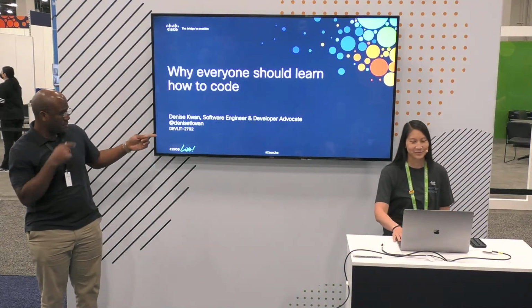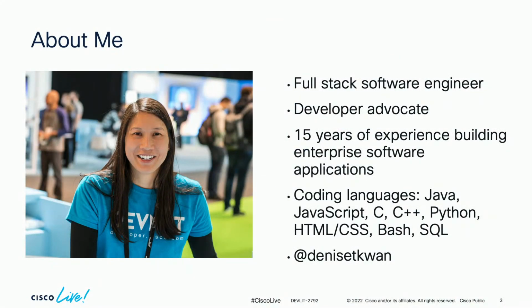Kwan. So a little bit about me, just to give a little background. I'm actually a full stack software engineer, and now I'm a developer advocate on software development, trying to teach people how to code. I have 15 years of experience building a lot of the enterprise software applications here at Cisco, and I do a ton of coding languages. I started with C++, then Java, Python, and lots of everything you can think of. Again, you can connect with me at Denise T. Kwan. Feel free to ask me questions offline.